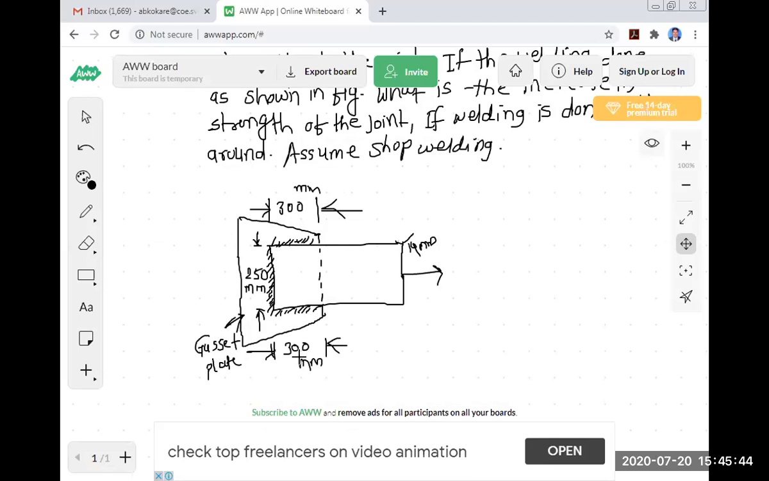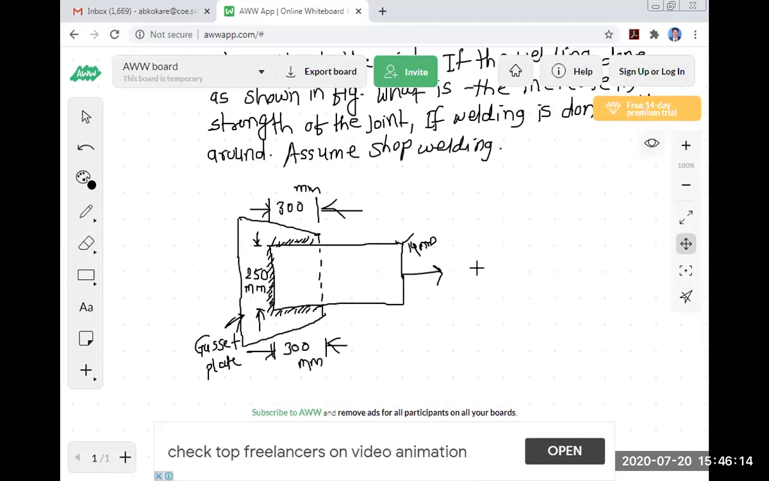So this is the gusset plate. Here I am showing on the screen, this plate is the gusset plate. To this gusset plate, this 250 mm by 14 mm girder is connected, and the welding is done. This side 300 mm, this side 300 mm, and at the width of 250 mm they have welded. Now this is the plan.